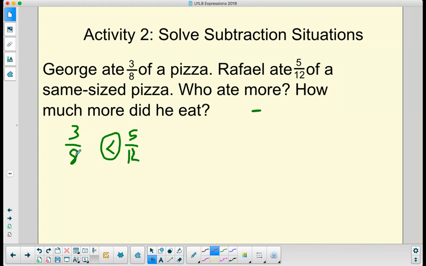So I think of my multiples of 8 and 12. Well, I know 8 multiplied by 2 is 16. 8 multiplied by 3 is 24.